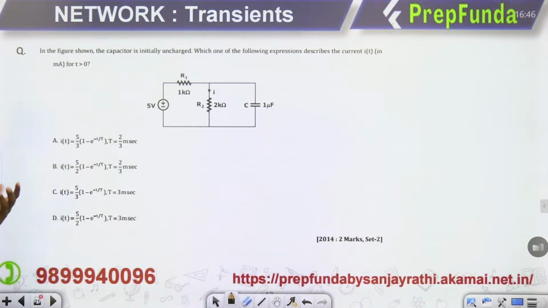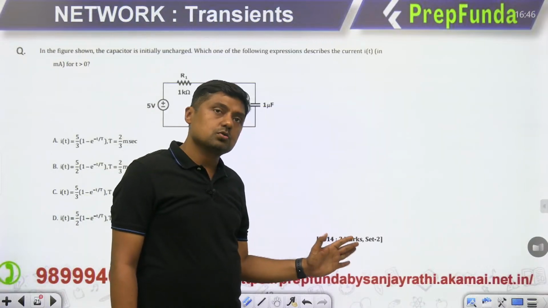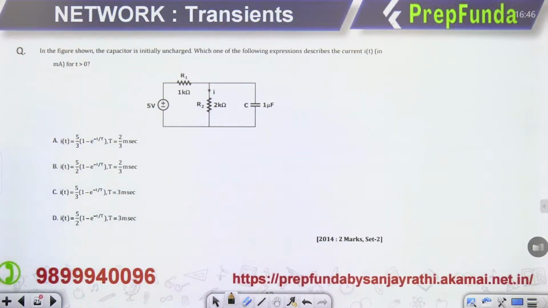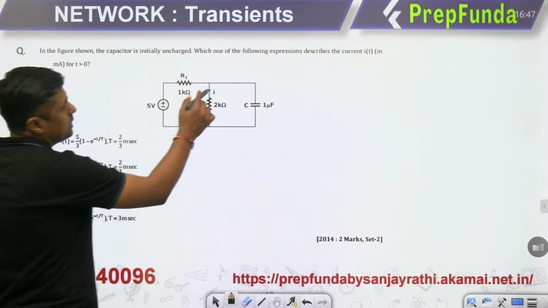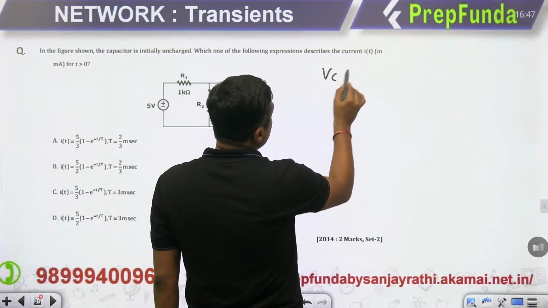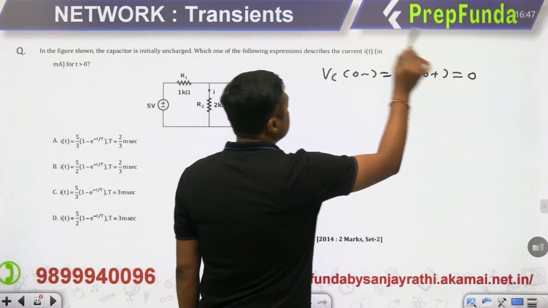रीड करो, अगला क्वेश्चन है 2014 का, 2 मार्क्स का क्वेश्चन है भाई। In the figure shown, the capacitor is initially uncharged. Again, capacitor uncharged means capacitor does not allow sudden change of voltage. Which one of the following expressions describes the current I in milliampere for t greater than 0? We have to find the equation for I. So VC(0-) is equal to VC(0+) is equal to what? 0. Initially, the capacitor is uncharged.